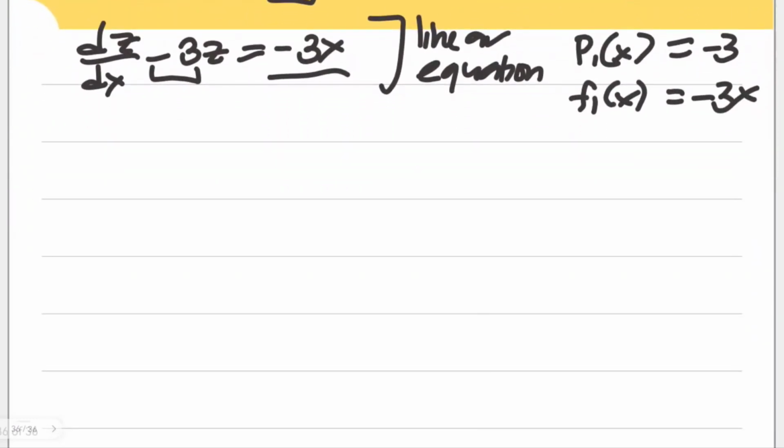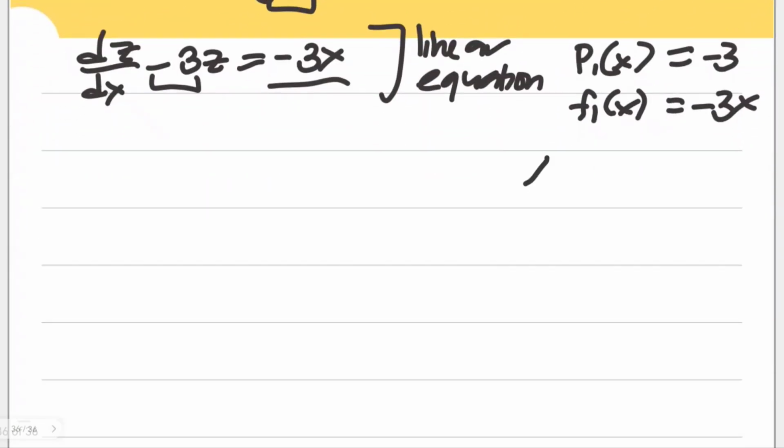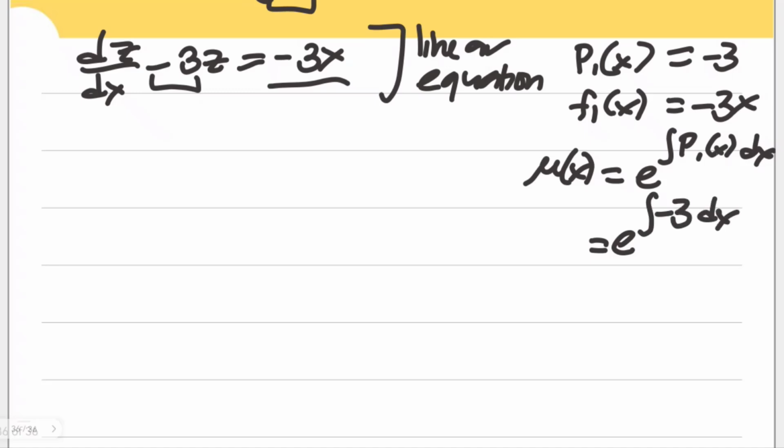Okay, so let's proceed now to the integrating factor. We're going to solve for z and use the representation for z earlier to get the value of y. So the integrating factor mu of x is equal to e raised to the integral of p sub 1 of x dx. E raised to the integral of negative 3 dx. In short, you have e to the power of negative 3x. That's our integrating factor here.